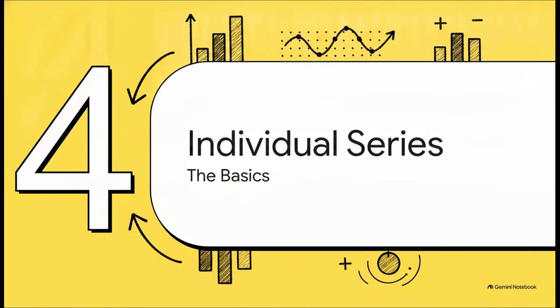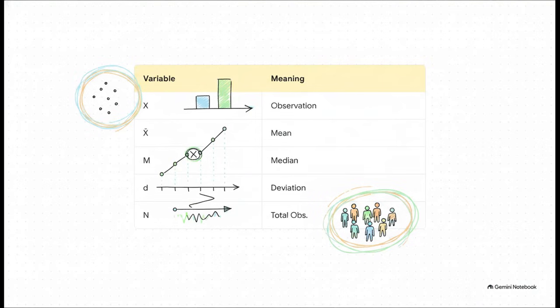Section 4, Individual Series, the basics. Let's ease into the math with the absolute most straightforward scenario we have, calculating mean deviation for an individual series. Okay, here are the building blocks of our formula. Think of this as a simple legend to decode that intimidating wall of math symbols. X is just your individual observation, the raw number in your data set.